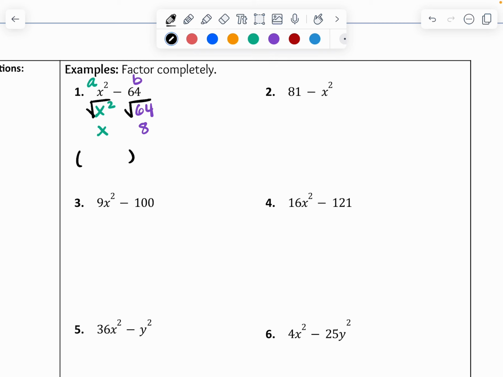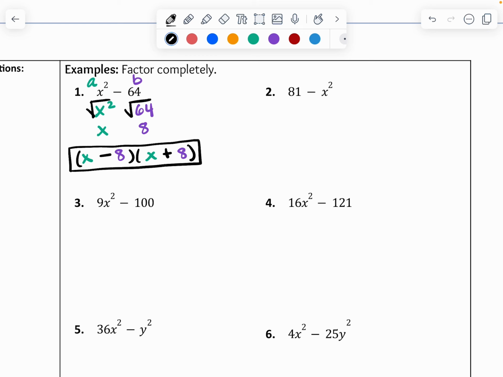So then I'm going to write two sets of parentheses. I'm going to write x and 8 in both. And I'll put a minus in one and a plus in the other. It does not matter which comes first, as long as one's minus and one is plus.